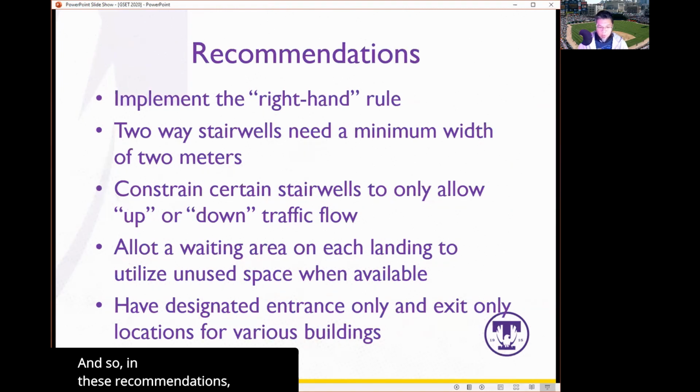These recommendations include things like identifying up and down traffic flow for stairwells, the waiting area solution that I just shared with you, amongst a number of other ones that aren't listed here. This also included looking at various problems of being able to enter and exit buildings while also trying to maintain support for ADA compliance and ADA access for buildings.